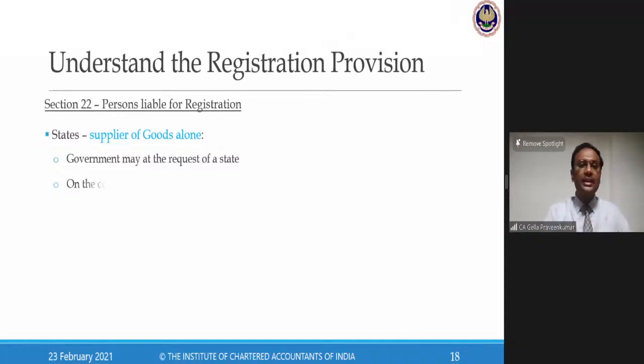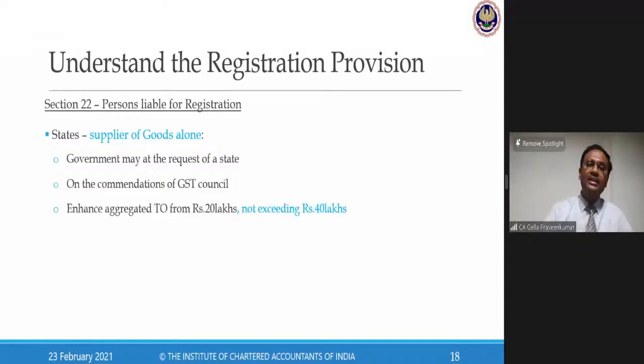They say, government at the request of a state, on the recommendation of the council, that threshold limit of 20 lakhs can be expanded, can be extended up to a sum of rupees 40 lakhs. So here they say, look, you're not a special category state. You're other than a special category state. Now, when you're other than a special category state, I'll give you enhancement of your aggregate turnover to a sum of rupees 40 lakhs. Now, they say that 40 lakhs is only for a supplier who's supplying goods. Now, this is something where unwanted confusion has come into the picture.